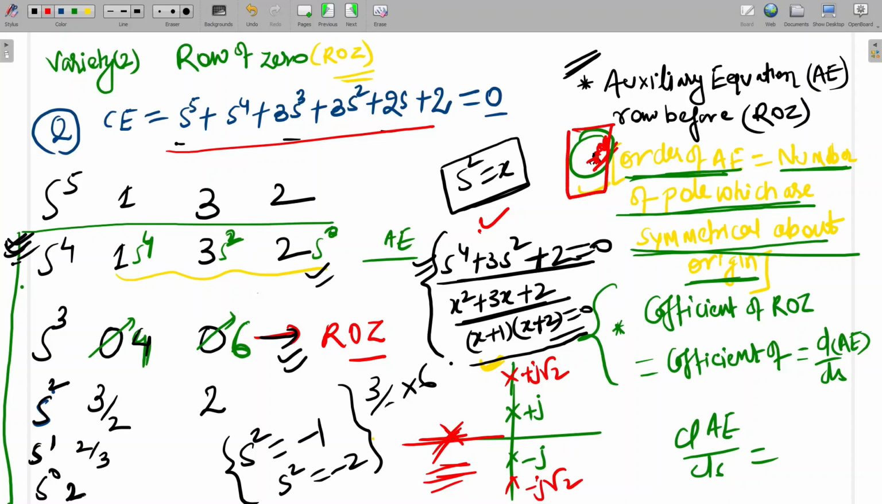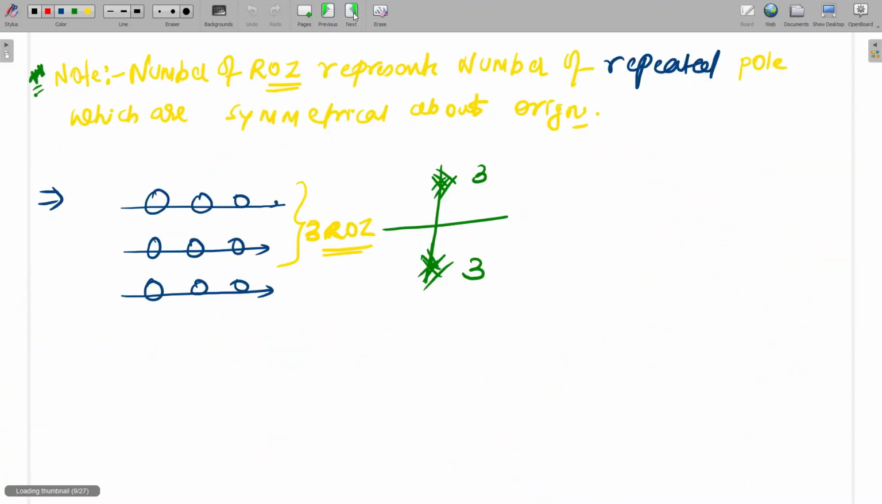Sir, this concept we should remember: the order of the auxiliary equation is equal to the number of poles which are symmetrical about the origin. So whatever pole comes, a symmetric pole will also be there. This is one pole, its symmetry is here. This is one pole, its symmetry is here. Now I'm moving to the next question.